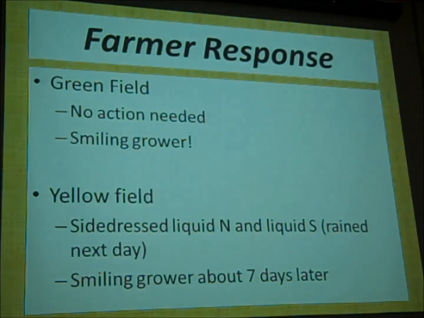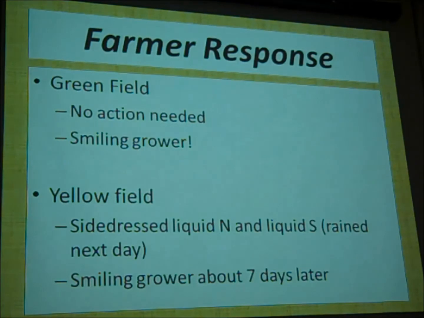So what was the response? Of course, the guy with the green field, he's smiling, he didn't have to do anything, he was pretty happy about that. The farmer to the south of there, where he just hadn't applied any sulfur and it probably got moved away, side dressed some N on there, even though he probably didn't need it, put some liquid sulfur in there, got lucky with the rain the next day, and in about 7 days it was all gone.